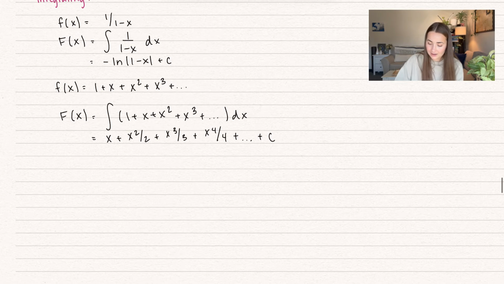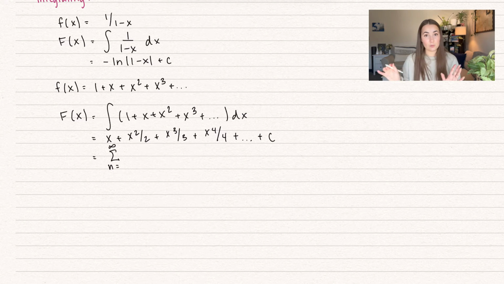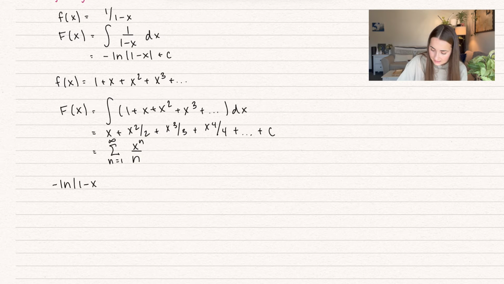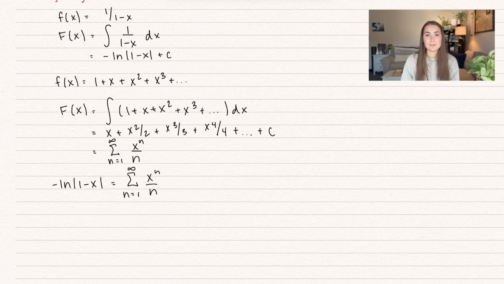So what we have right now is a power series, and we need to find a way to represent it. So we have the summation, n equals something to infinity. Let's wait on our index until after we write it out. Here we get x to the power of n, and we divide by that same power, right? x squared divided by 2, x cubed divided by 3. Now, what do we start off with? We start off with x. So our starting index is going to be 1. So what we have right now is that the negative natural log of 1 minus x is equal to the summation n equals 1 to infinity of x to the n divided by n.